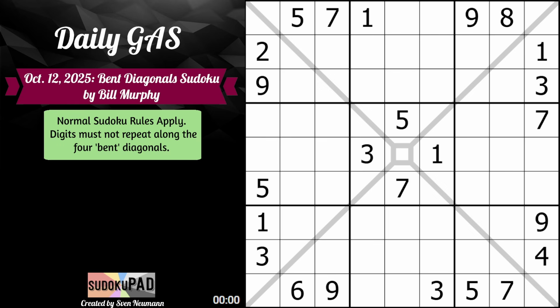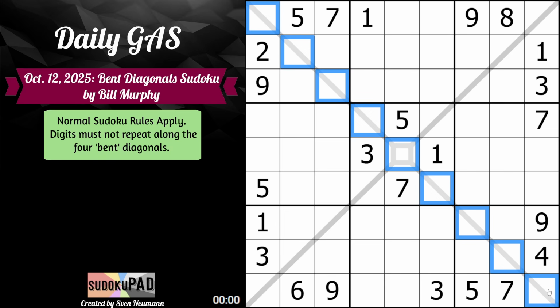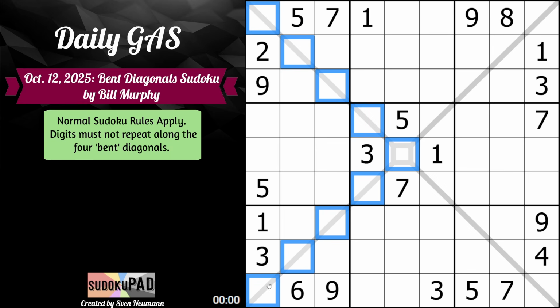Normal Sudoku rules apply. Digits must not repeat along the four bent diagonals. So what does that mean? Well, we had our Sudoku X the other day, but this does something a little different. Instead of going all the way to the other side, the diagonal bends. So, for example, this is one of four bent diagonals in this puzzle.